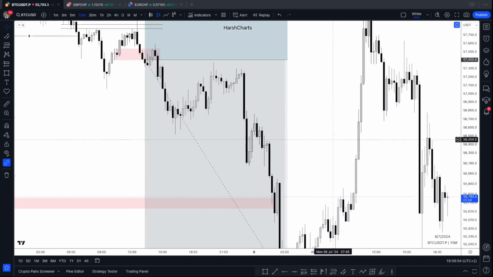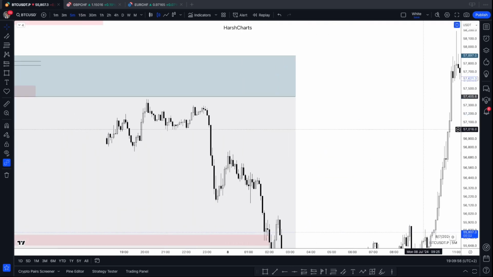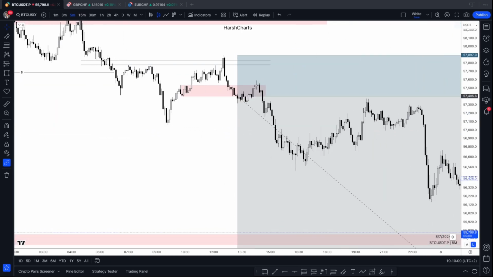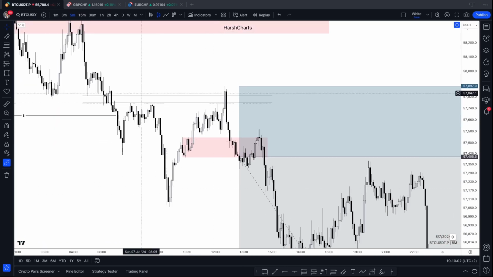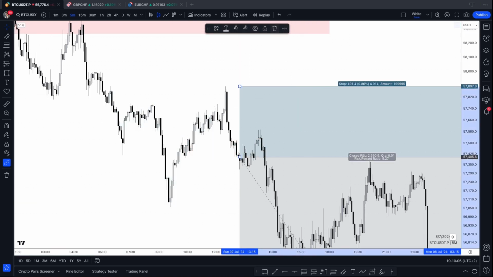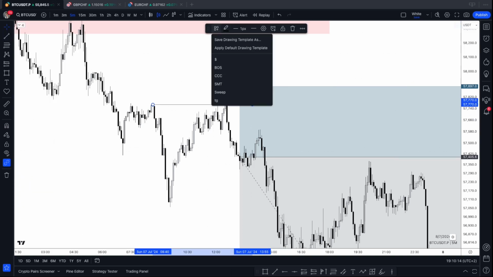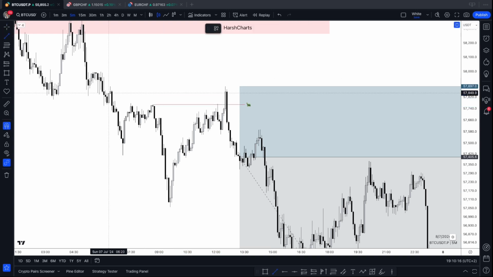Now I want to show you I could have had a better entry on M5. Why? I will show you. Let's remove this for a second. This could be the better entry. Here we are at this M15 breaker. Now here, if you see, this is the sweep, and this was your SMT. I'm not showing it right now, but this was your SMT.